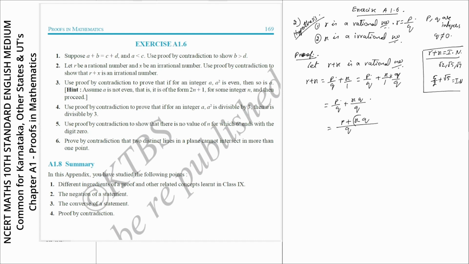Now what is X into Q? X is an irrational number, Q is an integer. Irrational number into integer is an irrational number only. So here P is an integer plus X into Q is an irrational number, divided by Q. Now here Q is an integer and P also is an integer. So in the numerator it is integer plus irrational number. Integer plus irrational number gives an irrational number only, divided by integer. Now again irrational number divided by an integer is an irrational number only.